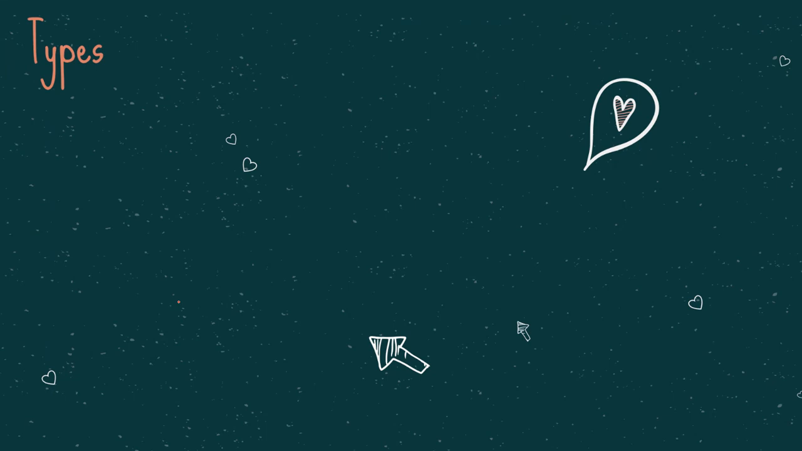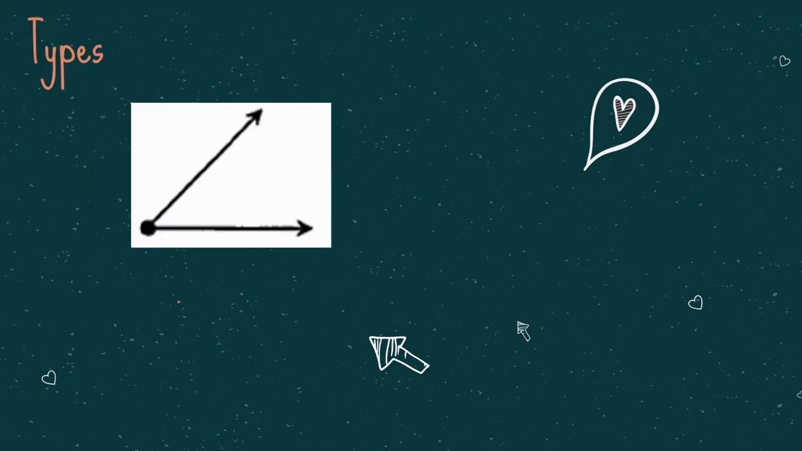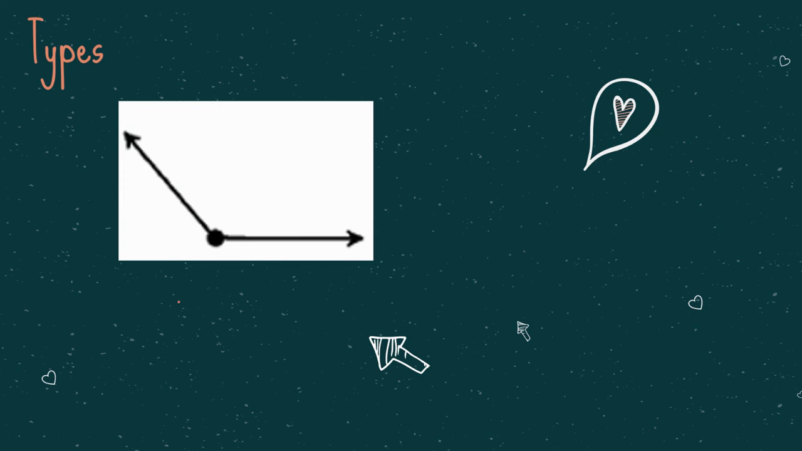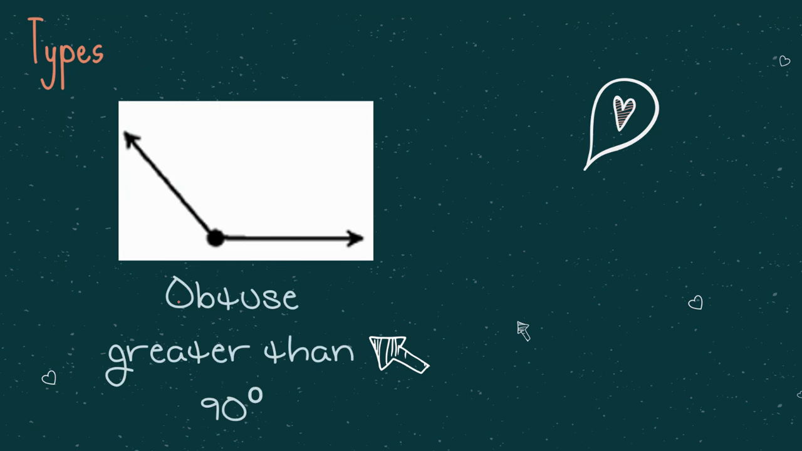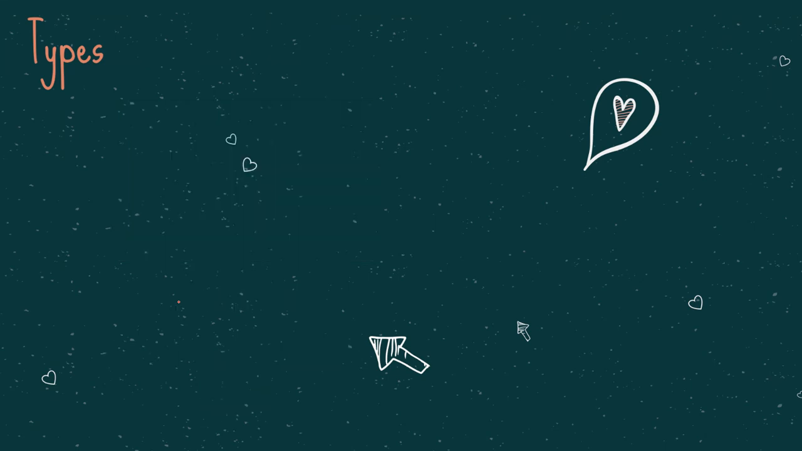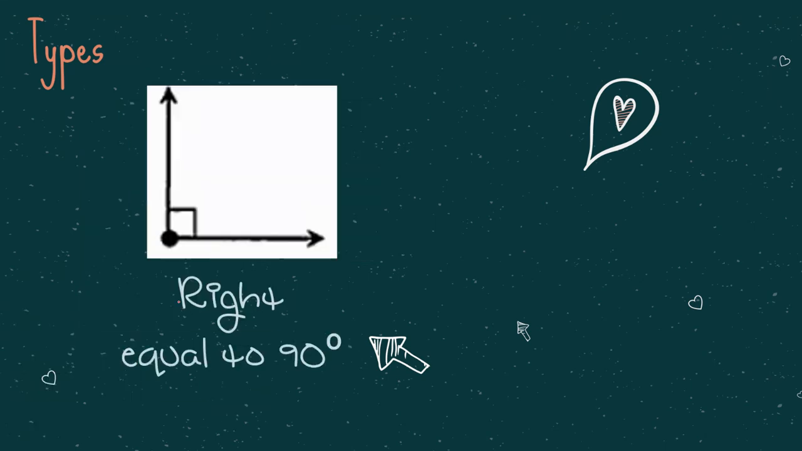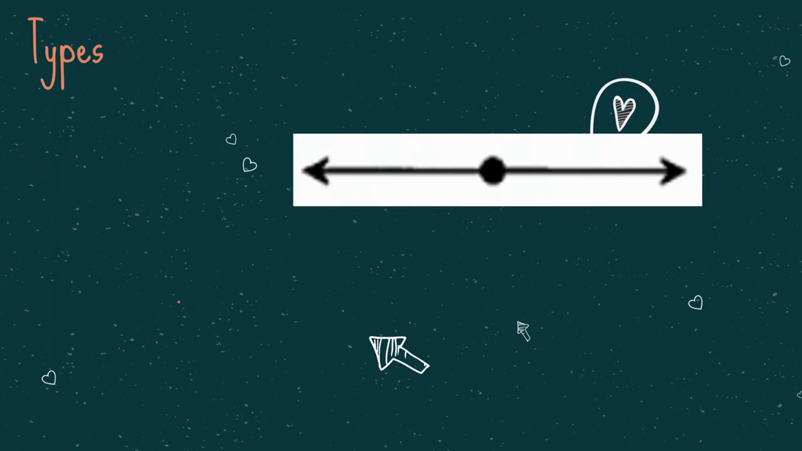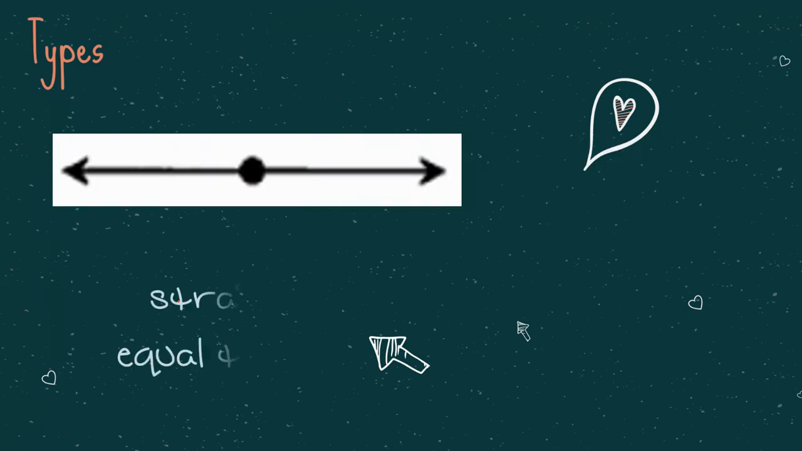Okay, some types. We've got our acute angle, which is less than 90 degrees. Our obtuse angle, greater than 90 degrees. Our right angle, which is equal to 90 degrees. And our straight line, which is equal to 180 degrees.